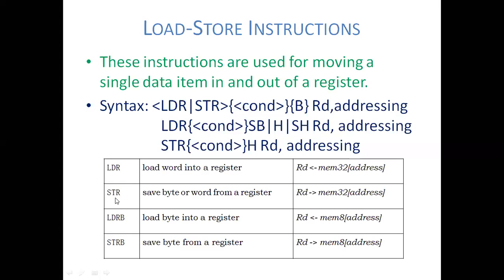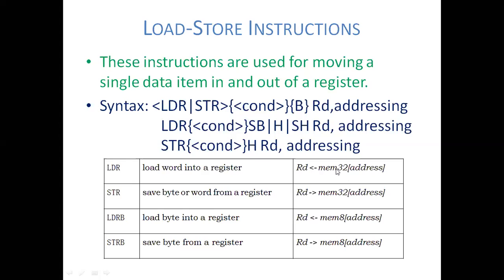And similarly, we have STR, save byte or word from a register. What I am doing is that I am moving a 32-bit value from RD to a given address. Either it may be a word or it may be a byte, right? And similarly, we can load a byte into a register, that is, an 8-bit value from a given address into a register. And you can save a byte from a register into a memory location. You look at the directions here. You look at the direction.